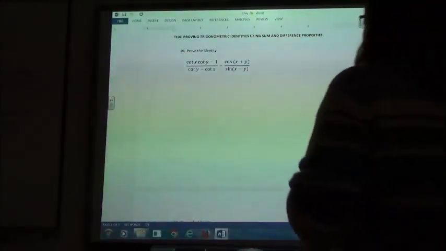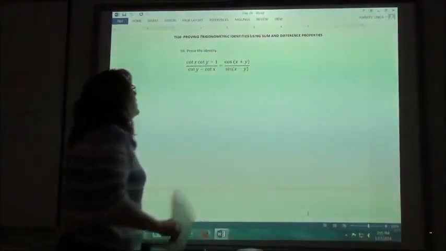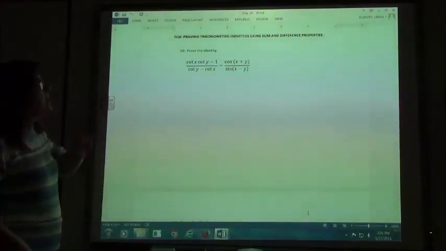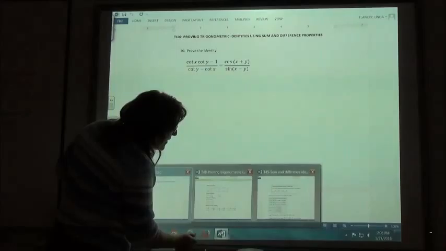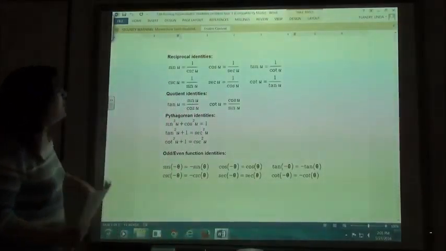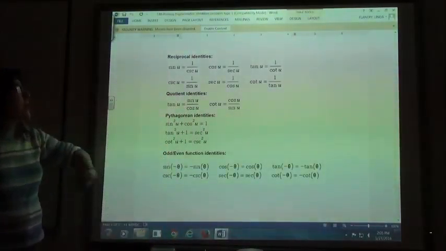Problems 10, 11, and 12, we're back to proving trigonometric identities. This time we're going to add the sum and difference properties. So you're going to want a couple different sets of notes. First of all, you want the one that has a whole bunch of your identities.